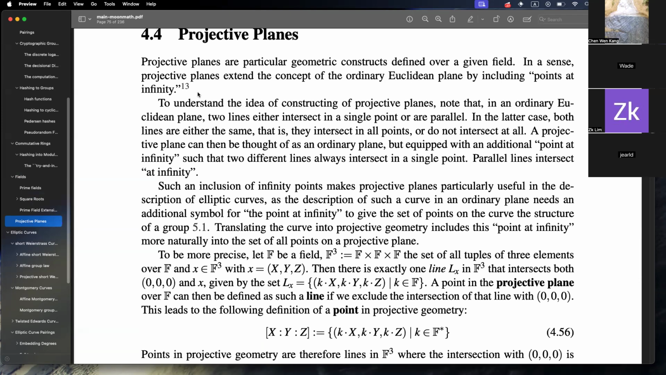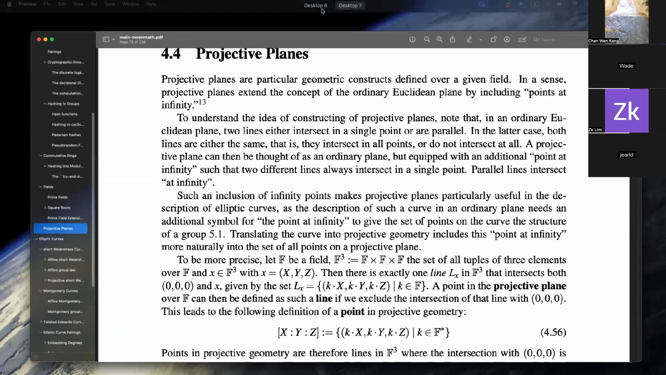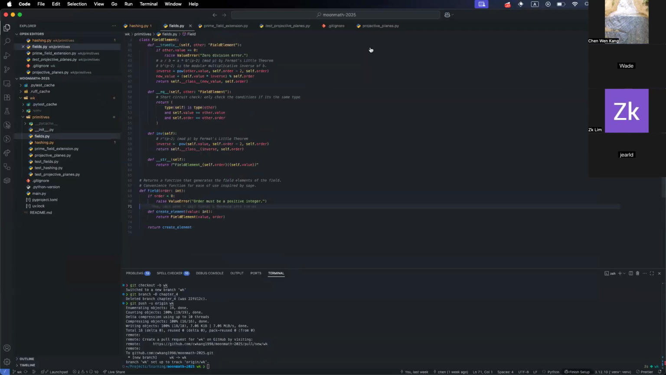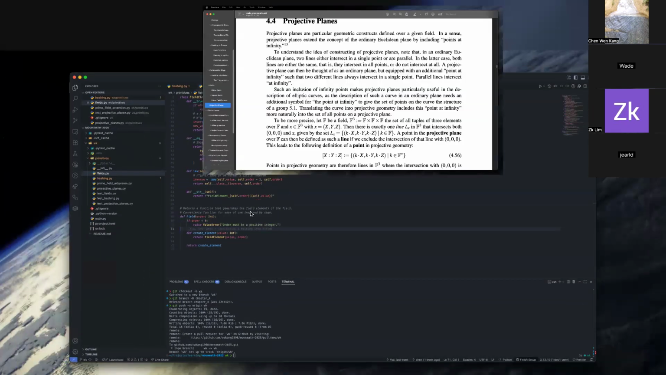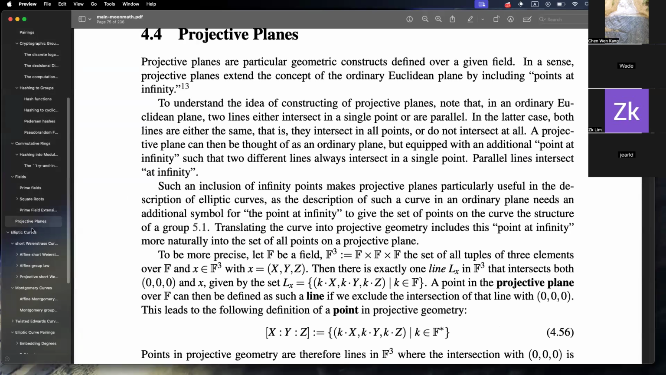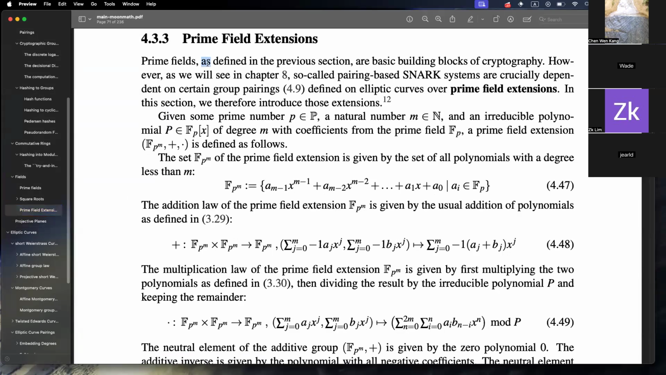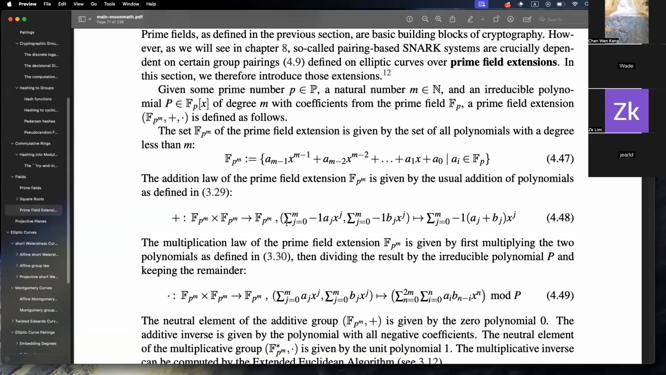So I'm gonna go through what I've done. For me personally, what I find hardest to implement is the prime field extension, because you basically have to implement the concept of polynomials. This is one that I haven't written enough. I think my code is not currently working, so I'm still experimenting with this right now.